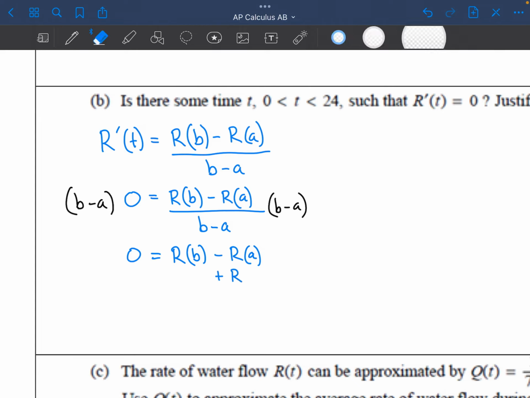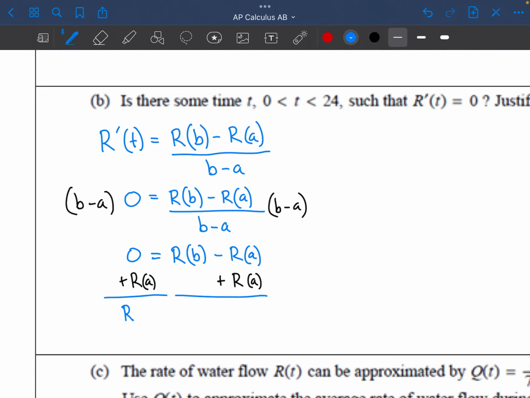Maybe I should do this in a different color. I do want to do it in a different color to make it really pop. So I'm going to say plus R of a on both sides. And that is going to give us, R of a needs to equal R of b.